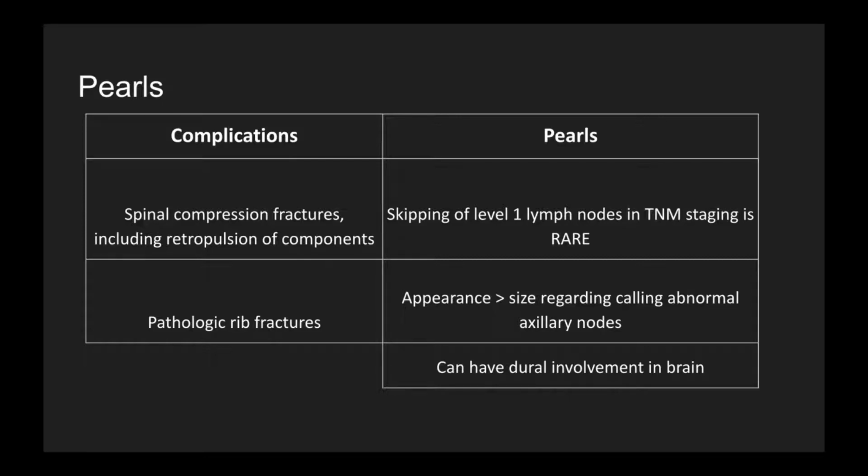And when evaluating lymph nodes, you want to look at the appearance. It's more reliable than the size when you want to call abnormal axillary nodes. So if you see a nice fatty hilum or reniform shape and it's enlarged, it doesn't mean it's abnormal. And then lastly, a nice little Boards fact would be it can have dural involvement in the brain. So you might want to look for that.